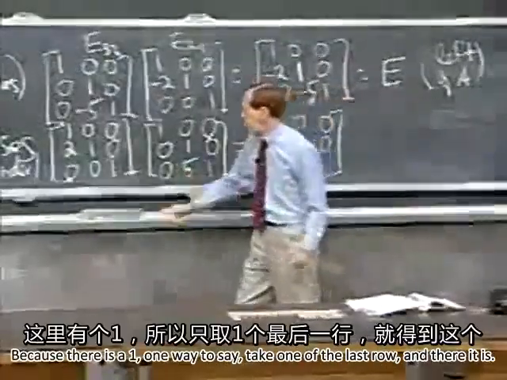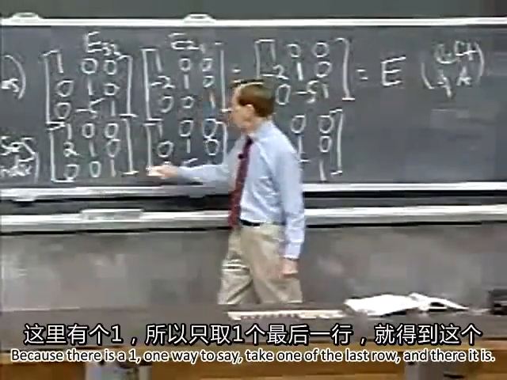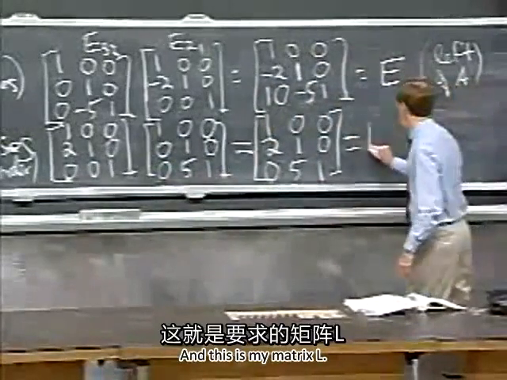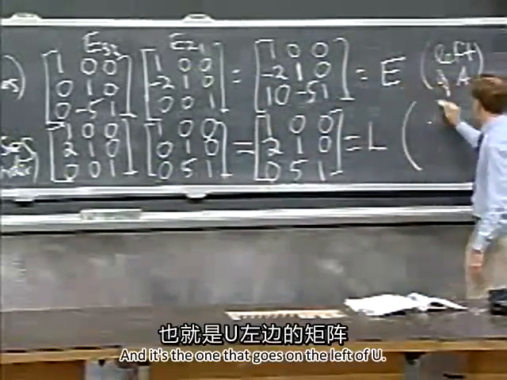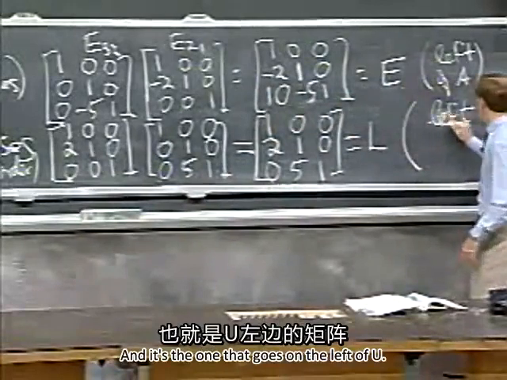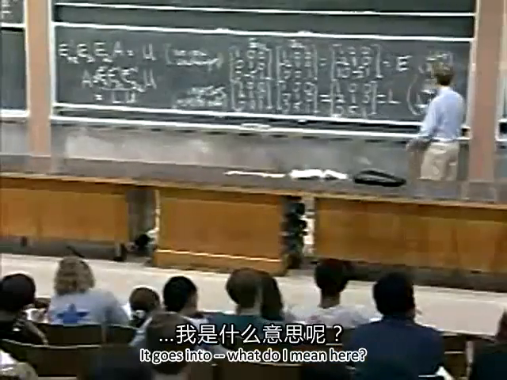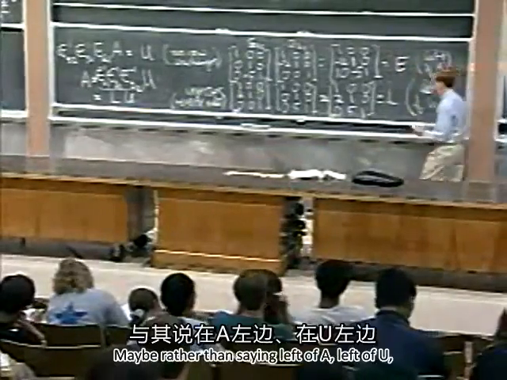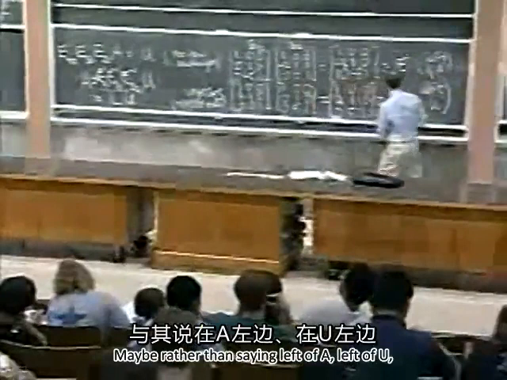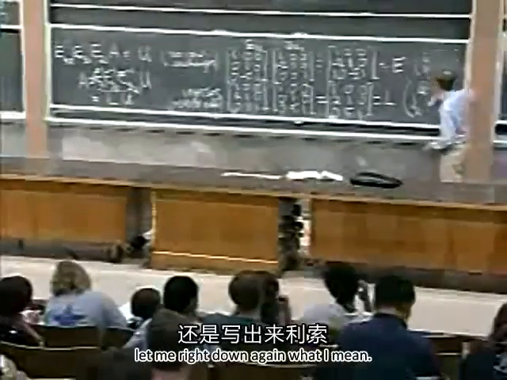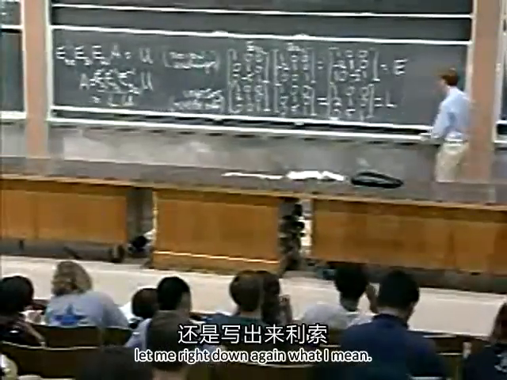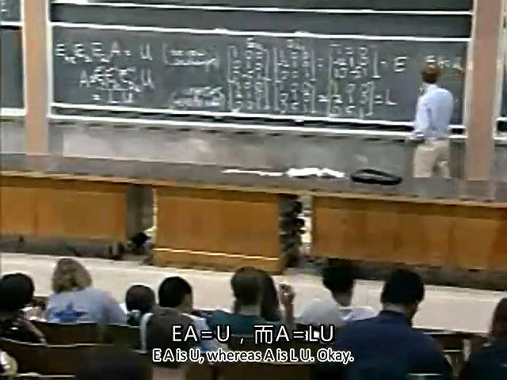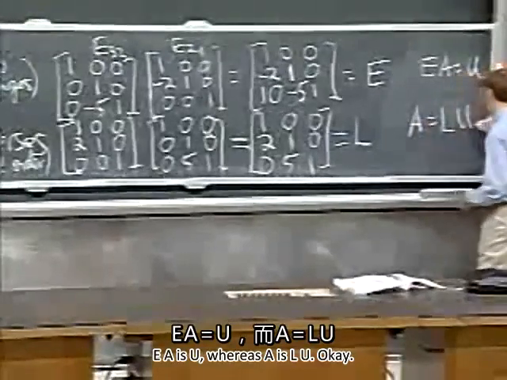Because one way to say is, this is saying, take 1 of the last row, and there it is. And this is my matrix L, and it's the one that goes to the left. It goes on the left of U. Maybe rather than saying left of A, left of U, let me write down again what I mean. EA is U, whereas A is LU. Okay.